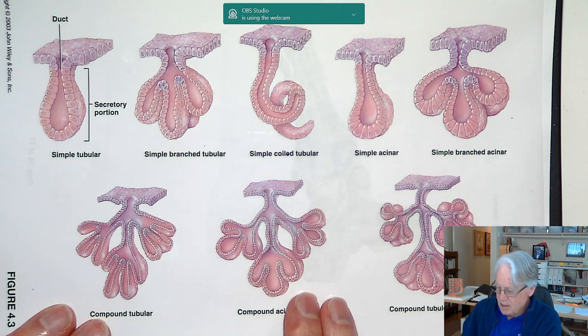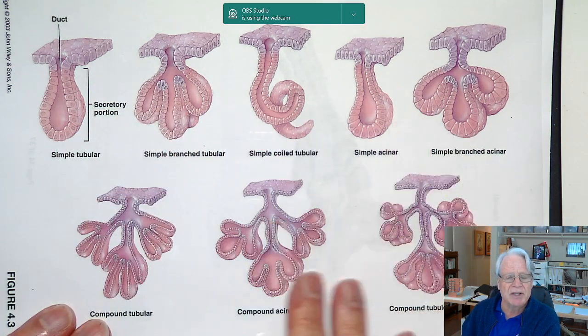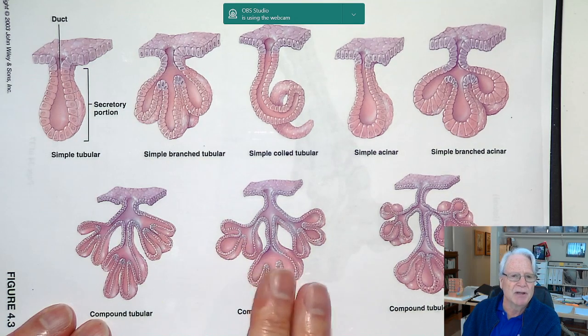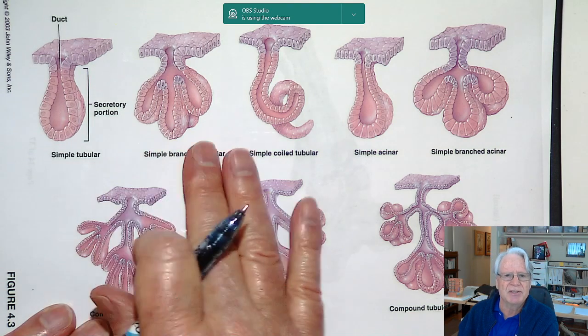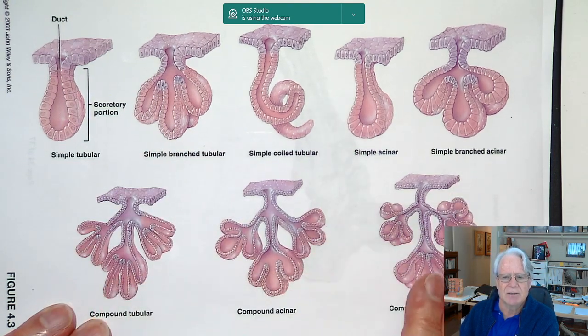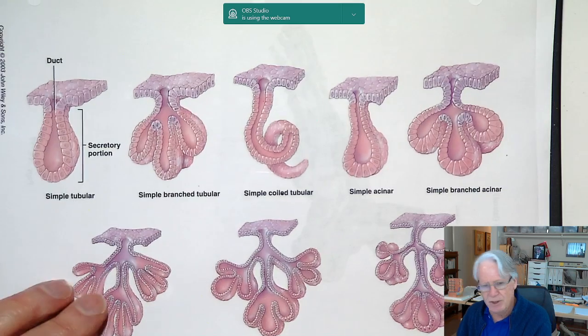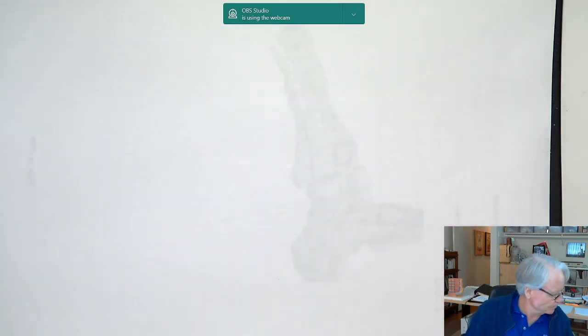Okay, so this is clearly multicellular. There is no example here on this page of a unicellular gland. So all of these are multicellular glands in various varieties, if you will. Okay, so multicellular glands.